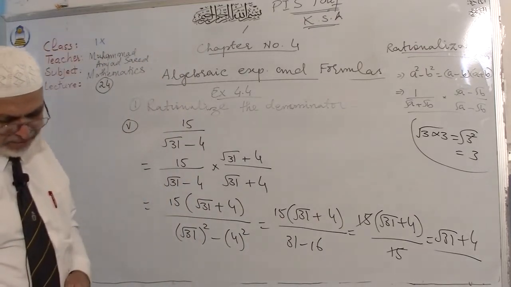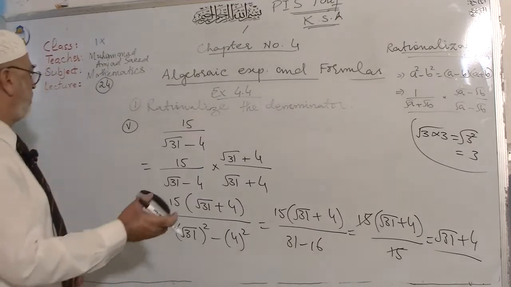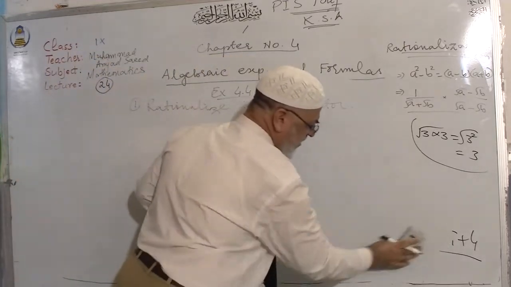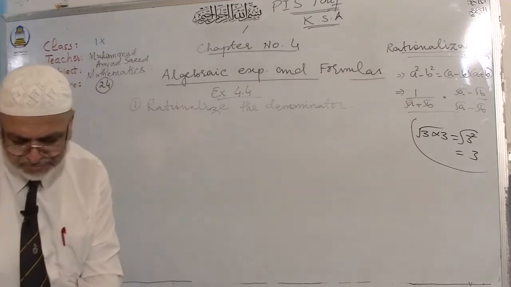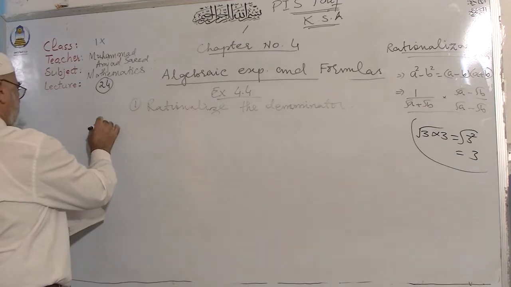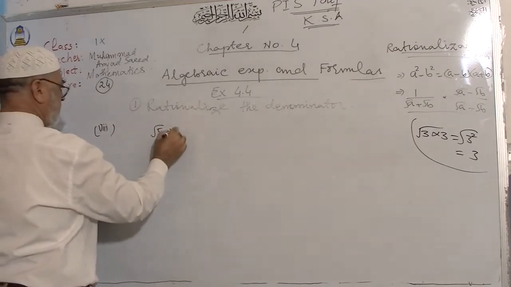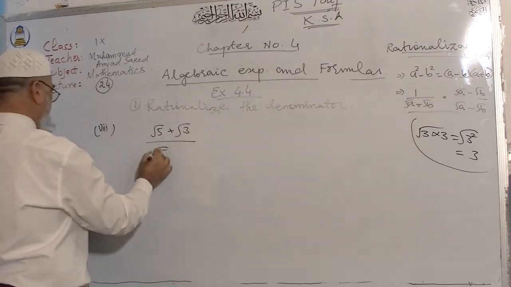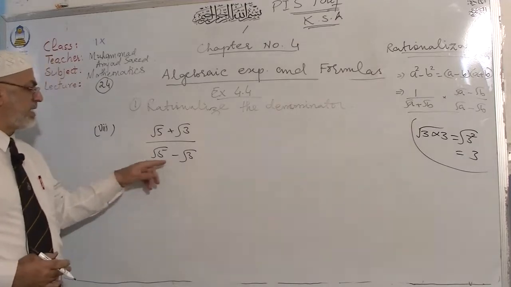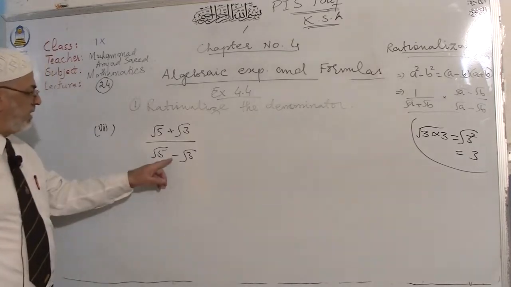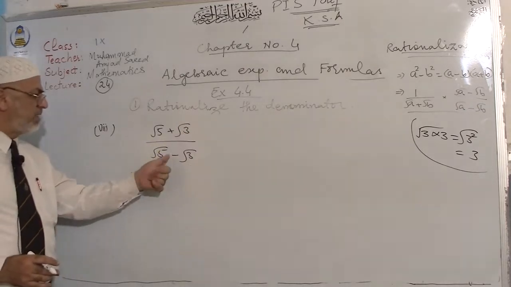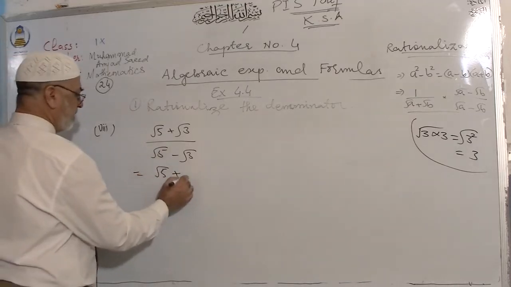After that we have part number 7 and 8. We can do any one part from 7 and 8. They are exactly the same. For example, I am taking part number 8: root 5 plus root 3 over root 5 minus root 3. Dear students, in the denominator you can see we have a radical sign. If we want to remove this radical sign, multiply above and below by the conjugate, simply change the sign from the center.